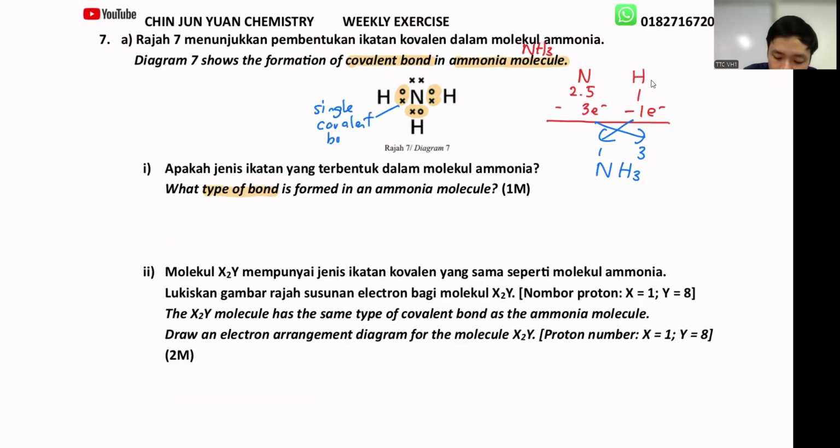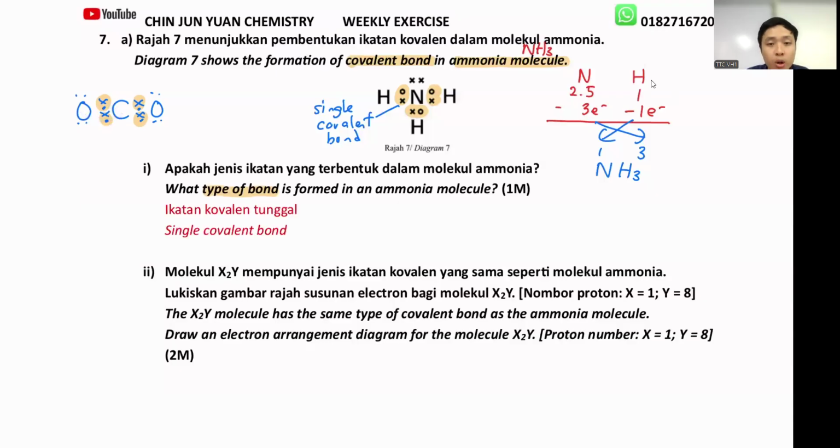Single means they will only share to each other 1 electron. H will share to N 1, N will share back to H 1 electron. Unless sometimes you see something like carbon dioxide. That will be different. Carbon dioxide, they will share 2 to each other. You got 2 pairs. 2 pairs means carbon will share to oxygen 2 electrons. Oxygen also will share back 2 electrons to carbon. So this one is called double covalent bond.